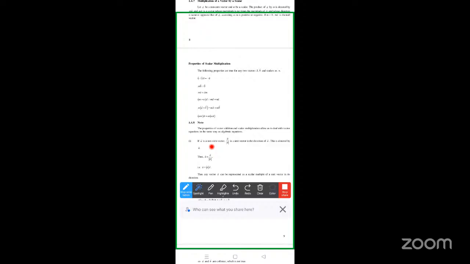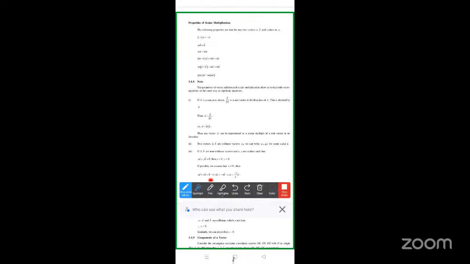A bar is a non-zero vector. A bar by mod A bar is a unit vector in the direction of A bar. This is denoted by A cap. So thus A cap is equal to A bar by mod A bar. So that is, A bar is equal to mod A bar into A cap. Thus any vector A can be represented as a scalar multiple of a vector in its direction. So every vector can be represented as a scalar multiple of a unit vector in its direction.